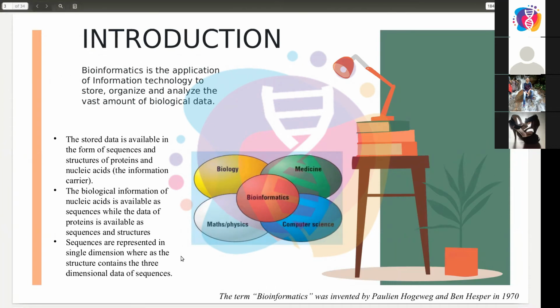Okay, great. All right. So, like I was saying, there are three main aspects to bioinformatics. One is data generation and storage. The second one is data analytics, and the third one is data interpretation.